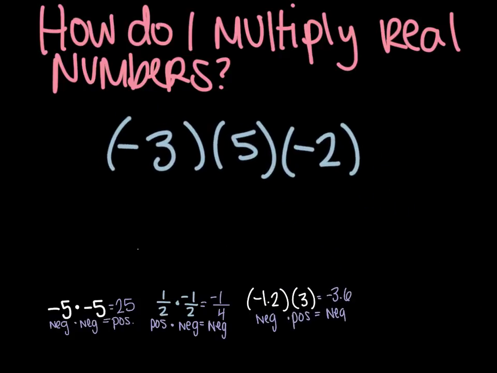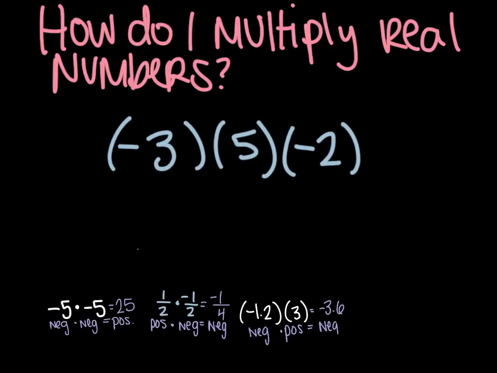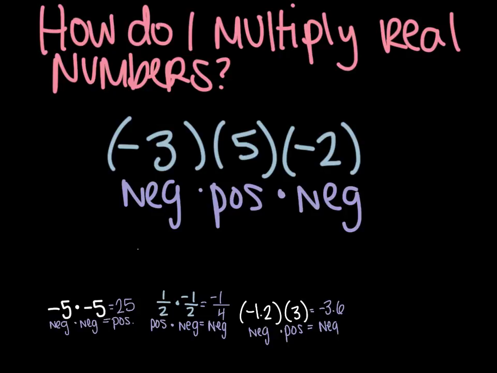And last but not least, you can have more than 2 numbers involved. And when you have this, you can go straight across left to right, or you can group them. It doesn't really matter. You should end up with the same answer. We have a negative times a positive times a negative. And you might remember that I said 2 negatives makes a positive. Negative times a negative. So you could see it that way and know that your answer is going to be positive. Or you could just go down the list.